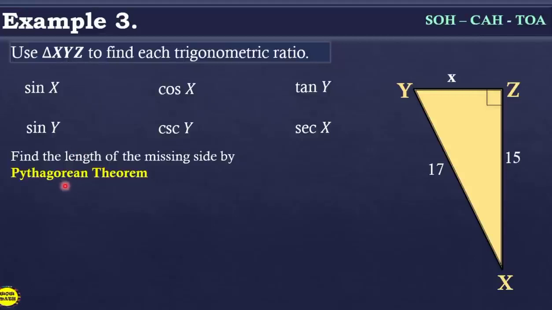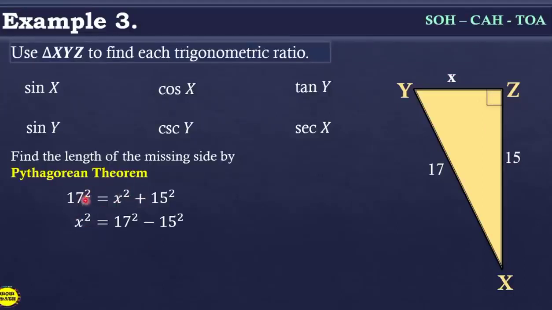C squared is equal to A squared plus B squared. Your C squared is always your hypotenuse. So, that is 17 squared plus X squared plus 15 squared. So, again, this is always your hypotenuse. Your C squared is always equal to the sum of the squares of your two legs. So, we have 17 squared, that is ita-transpose natin.